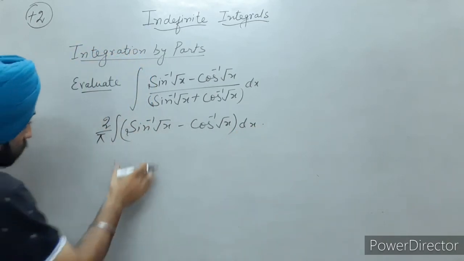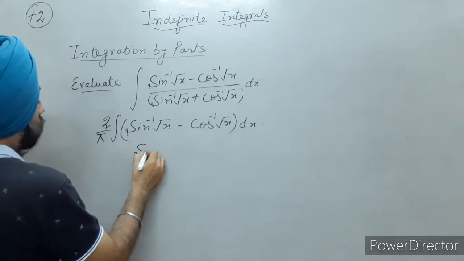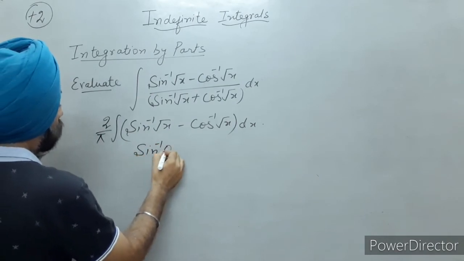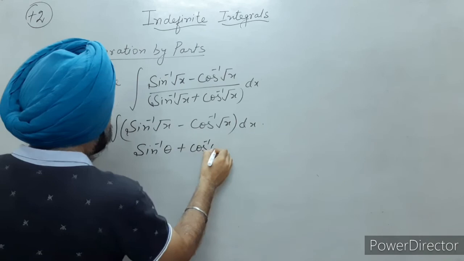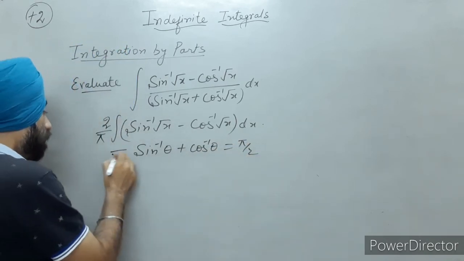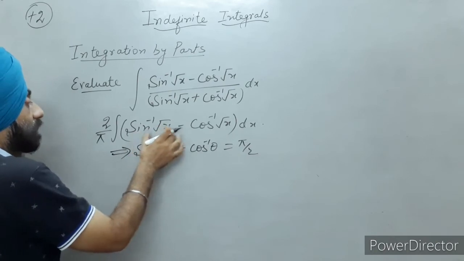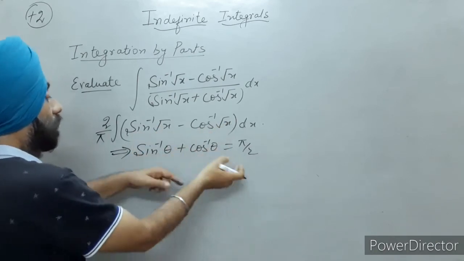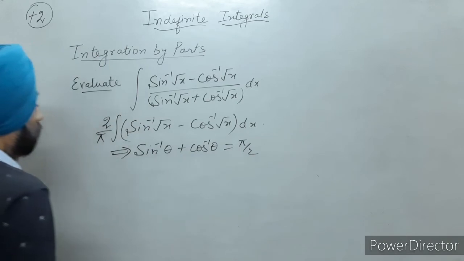Right? Now, I have this formula: sine inverse theta plus cos inverse theta equals pi by 2. Using this, I can replace either this or this, and change this into any one of the inverse trigonometric functions.